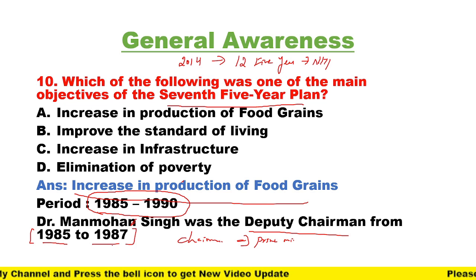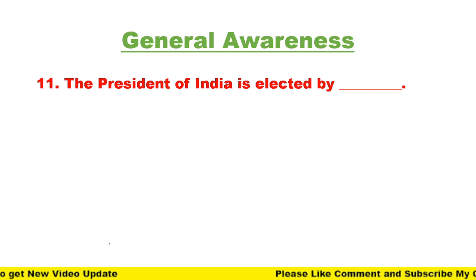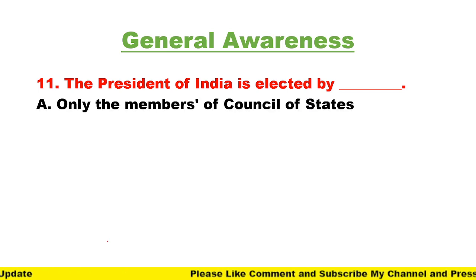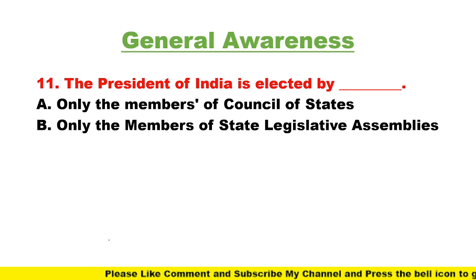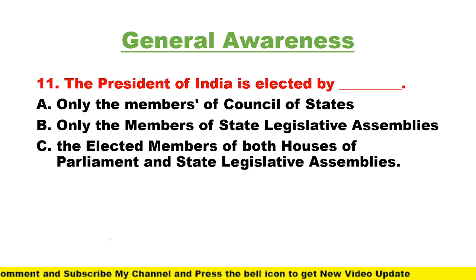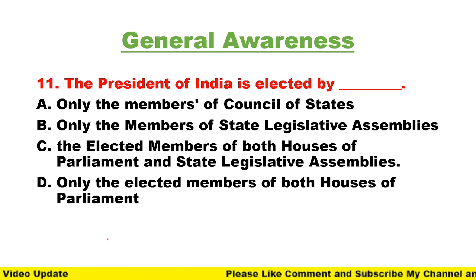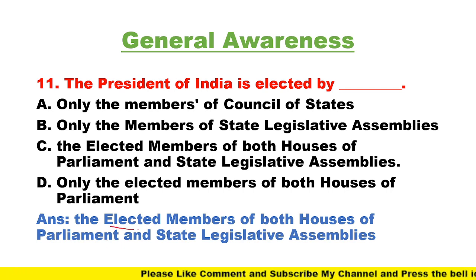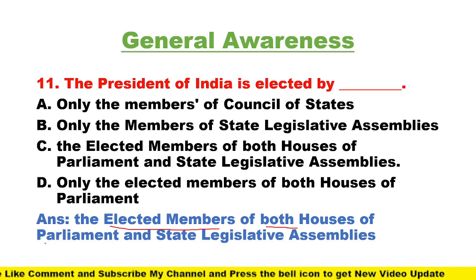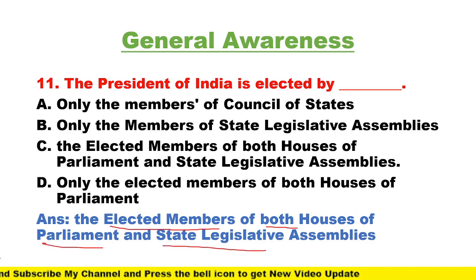1985 to 1987. Next. The President of India is elected by options: only the members of Council of States, only the members of State Legislative Assembly, the elected members of both houses of Parliament and State Legislative Assembly, only the elected members of both houses of Parliament. So the President of India is elected by the elected members of both houses of the Parliament and State Legislative Assembly.